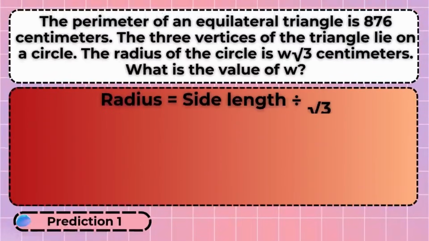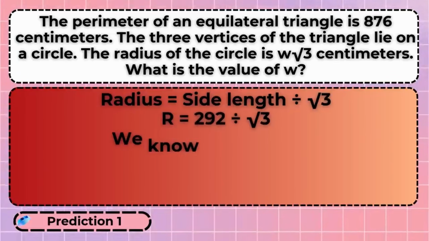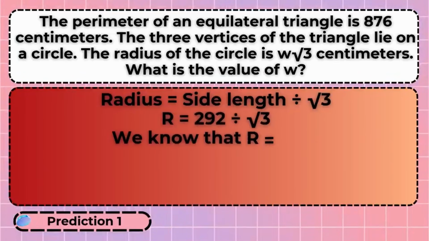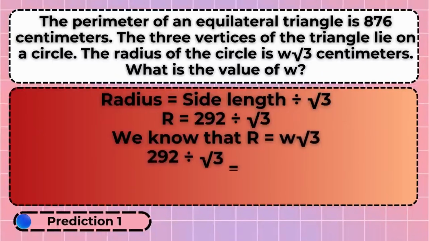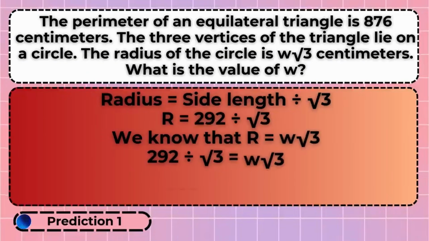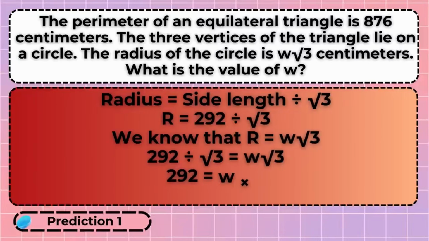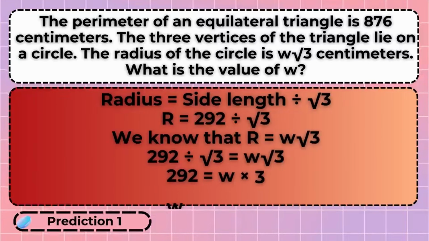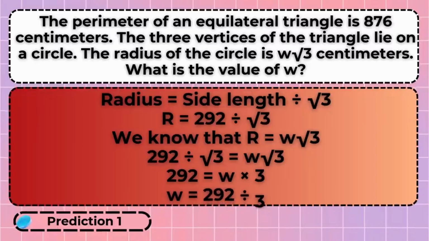So here we have R equals 292 divided by the square root of 3. Now we know that R equals W multiplied by the square root of 3. So 292 divided by the square root of 3 will equal W times the square root of 3. So 292 equals W multiplied by 3. So W equals 292 divided by 3.